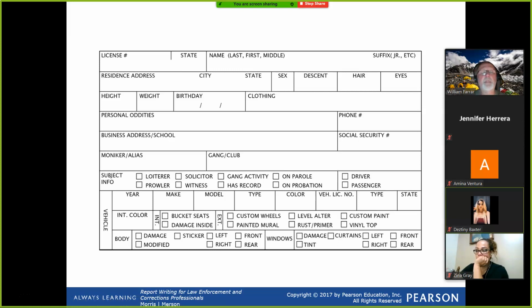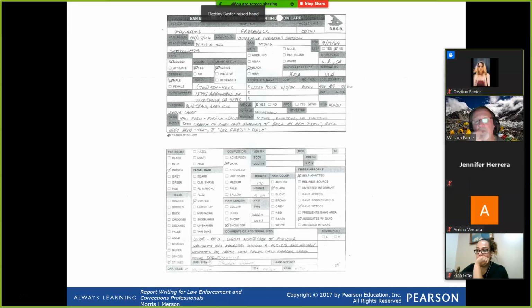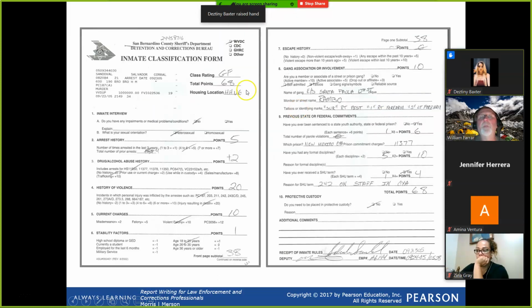And again, it's for when you don't have enough to arrest the person, but you want to identify them because you think they were involved in something, you just couldn't quite prove it. So, good information. Here's a different kind of FI card. It's more of a sheet of paper instead of an actual card. It's a little bit more detailed. And they even have important information when you get booked into county jail.